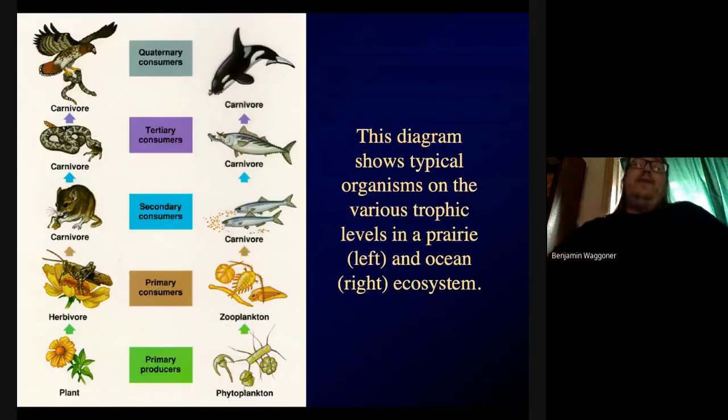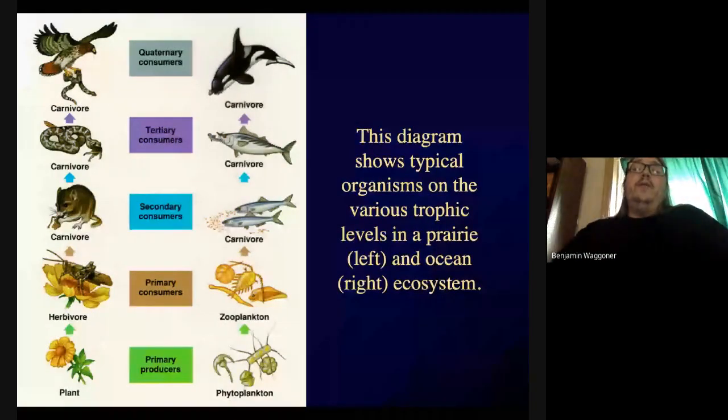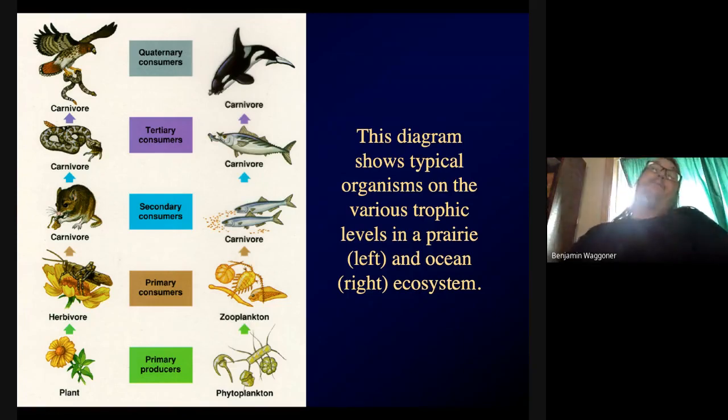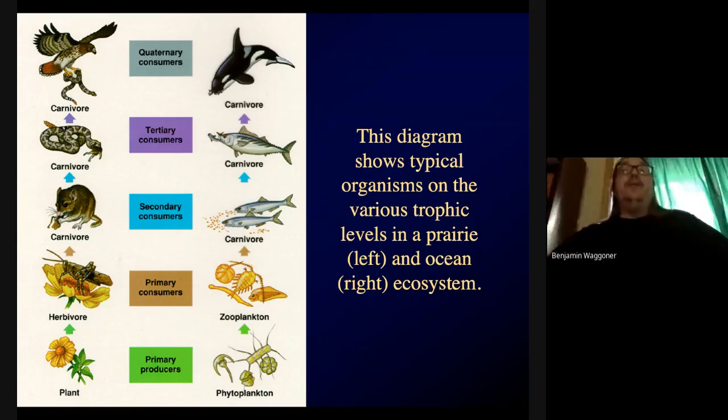On the left of this diagram, you've got typical organisms on various trophic levels in a prairie. The primary producers might be the plants. The primary consumers, there's a grasshopper eating one of the plants. If you have a mouse eating a grasshopper, the mouse would be a secondary consumer. Let's say you have a rattlesnake eating the mouse, that would make a tertiary consumer. And there's a red-tailed hawk eating the rattlesnake, that would be a quaternary consumer.